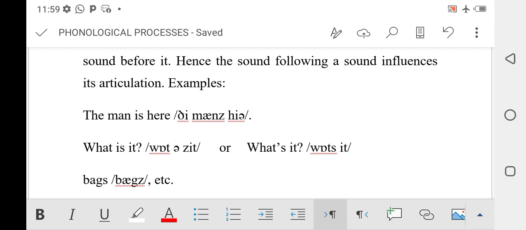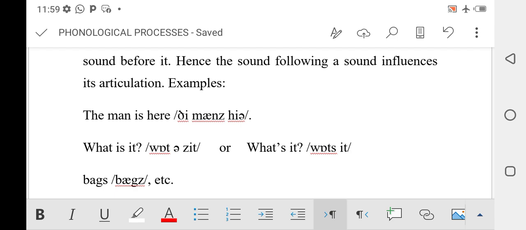Bags. Now, in these bags that we are looking at, the S is the plural marker. It is a morpheme, a plural marker morpheme. The root word is bag. The plural form of bag is bags. Now S is added to bag to make it plural.